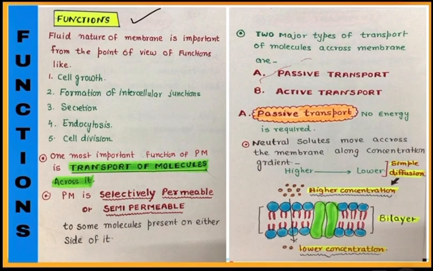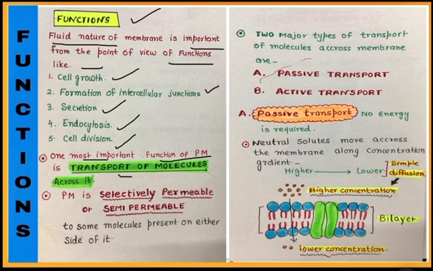Now, functions of the plasma membrane. As the plasma membrane is fluid in nature, this is important to perform functions like cell growth, formation of intercellular junctions, secretion, endocytosis, and cell division. And one most important function of the plasma membrane is transport of molecules across the membrane. The plasma membrane is actually a selectively permeable or semi-permeable membrane. It allows entry and exit of only certain molecules through it.